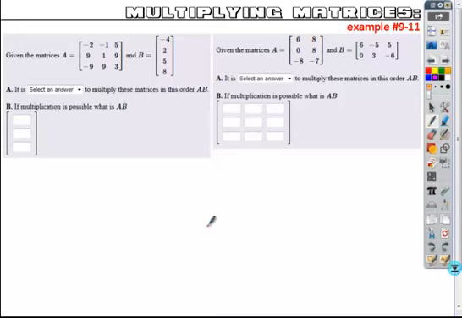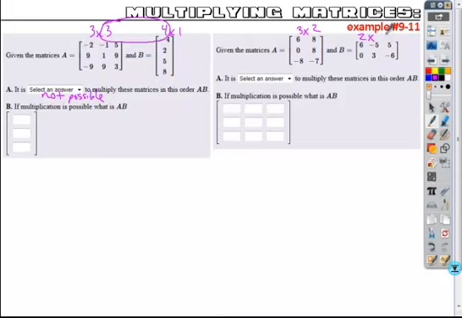Let's take a look at these. First, if we test the dimensions, here we have 3 rows and 3 columns, and here we have 4 rows and 1 column. Are these inner dimensions the same? No, so this one is not possible. Okay, so you don't even need to go any further. That is your solution.